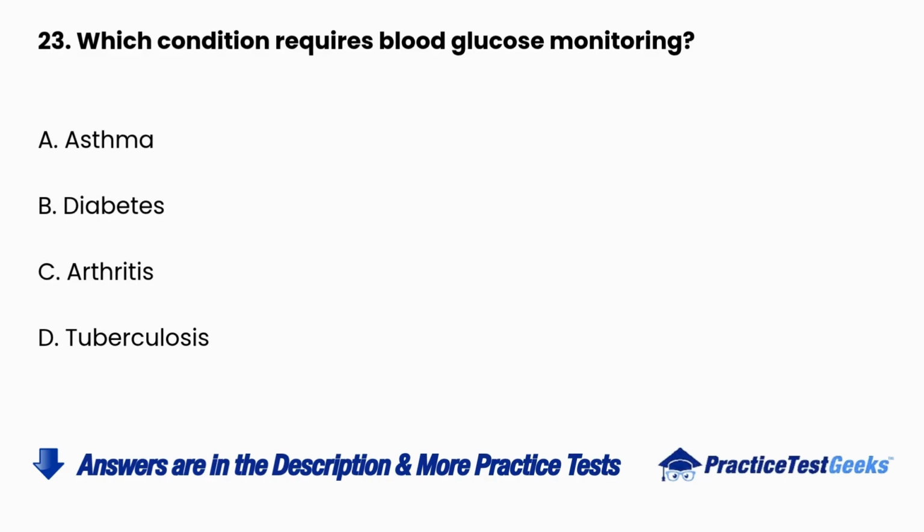23. Which condition requires blood glucose monitoring? A. Asthma. B. Diabetes. C. Arthritis. D. Tuberculosis.